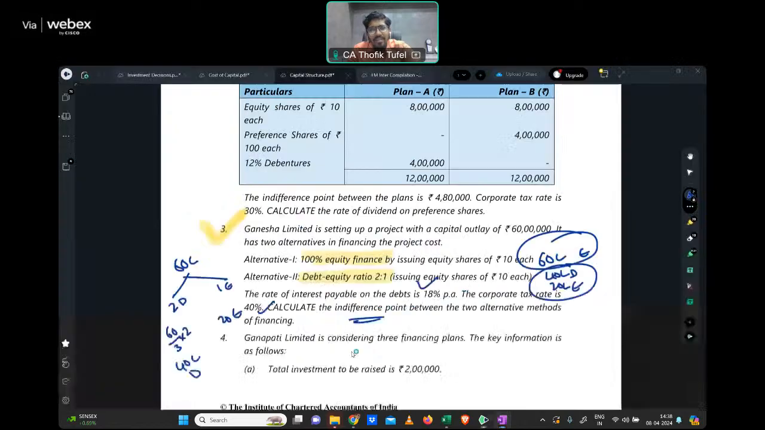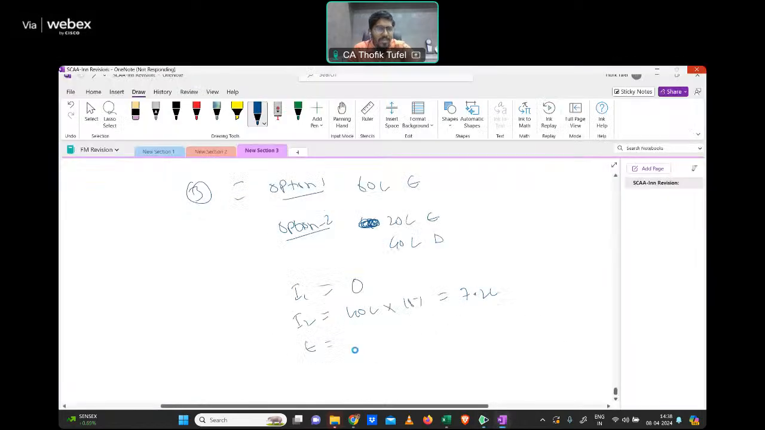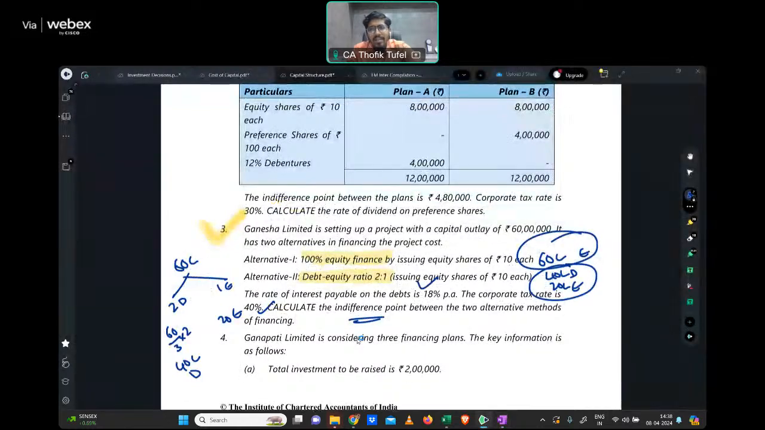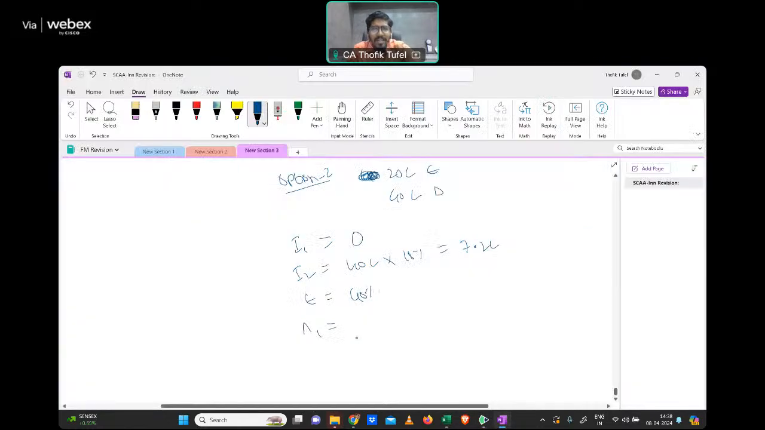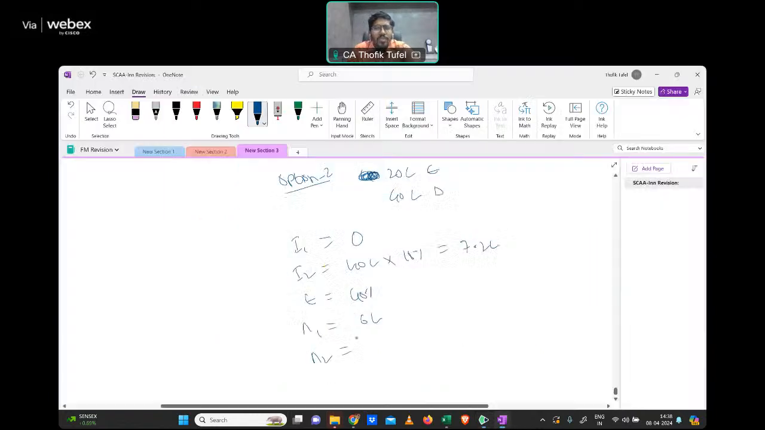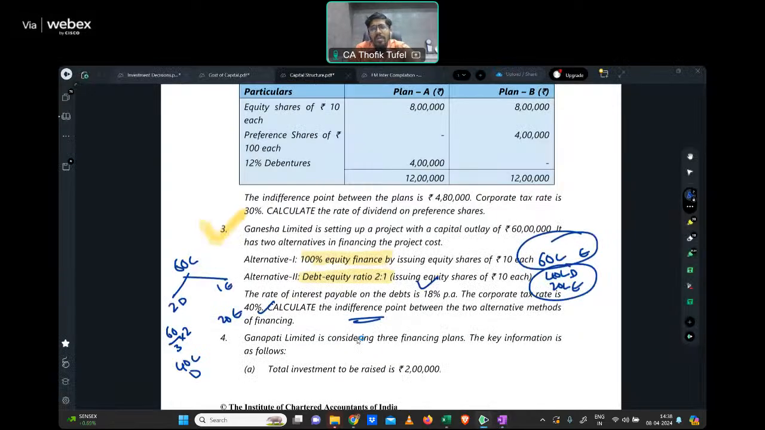What is my tax rate? 40% is my tax rate. Number of equity shares in the first option: 60 lakh is the equity and 10 rupees is one share, so the number of equity shares N1 is 6 lakh. Number of equity shares N2: 20 lakh equity, so you have 2 lakh equity shares here. No preference dividend in both the options.